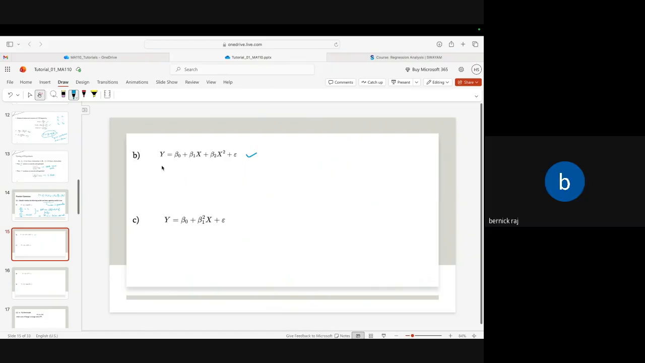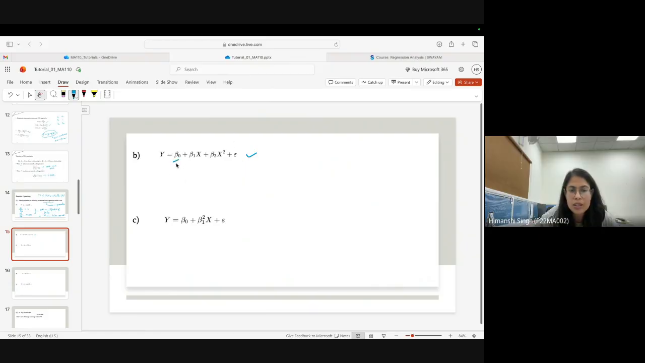The second one is linear regression. Yes, because if we differentiate with respect to beta naught, it will be 1. With respect to beta 1, it will be x, and with respect to beta 2, it will be x square. All three are independent of beta naught, beta 1, beta 2. So that's why it is a linear regression model. Does anyone have any doubt in this?